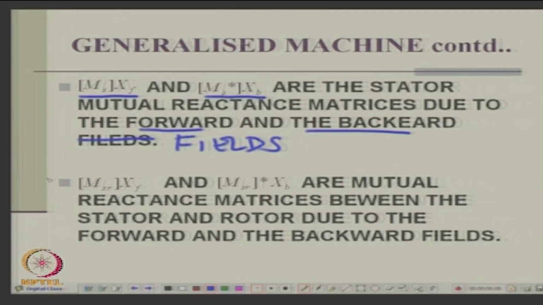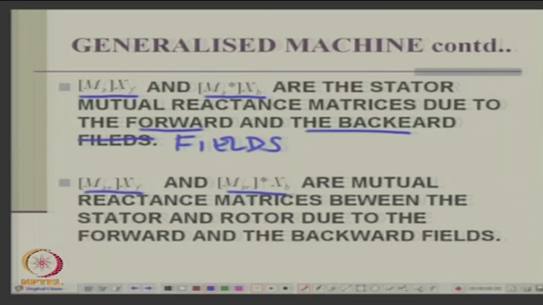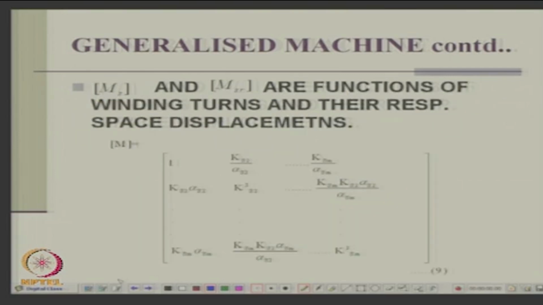That means you forget about the rotor, but since it has several windings, there will be a mutual between S1 and S2, that will also give rise to forward and backward fields, its own voltage induction etc. Similarly, you have MSR Xf and MSR conjugate Xb, which are mutual reactances between stator and rotor due to forward and backward fields, right. So, there are forward and backward fields produced by each of these currents in the air gap. So, you cluster them into matrices.